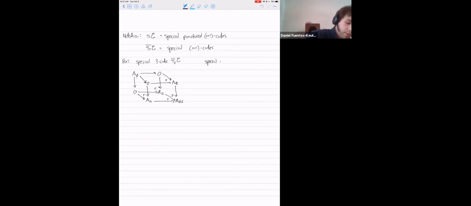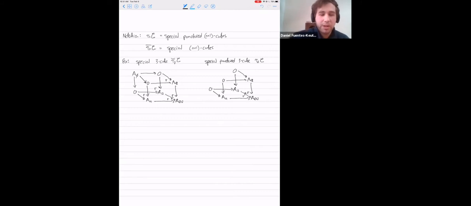A special punctured 3 cube, which lives in T2 of C. By the magic of Zoom, I can save time. It looks like this, where every face that exists in this diagram is a pushout. So I think there's 3. I'm missing this front face here. So it's just the faces that still exist that are pushouts. Okay, so on the left, this is a special cube, and on the right, this is a special punctured cube.